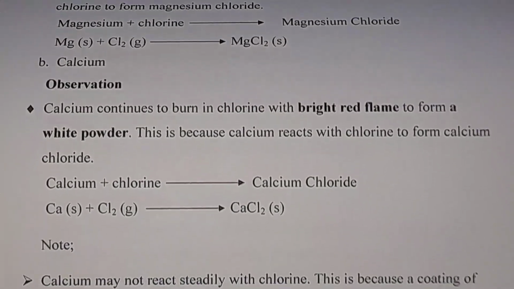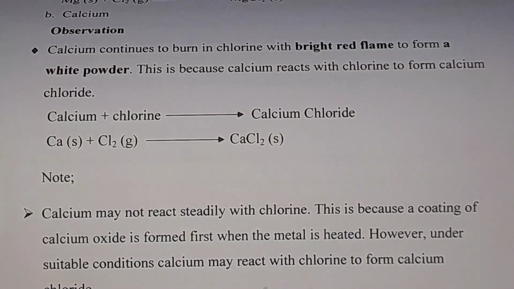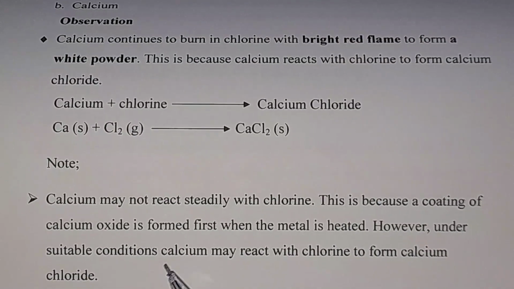Thereafter, we are told to note that calcium may not readily react with chlorine. We are saying calcium may not react steadily with chlorine. The reason is that a coating of calcium oxide is formed first when the metal is heated. However, under suitable conditions, calcium may react with chlorine to form calcium chloride.